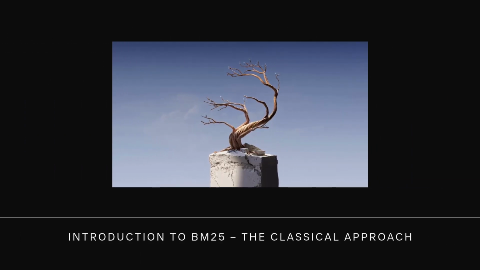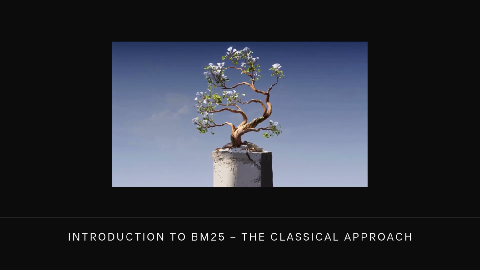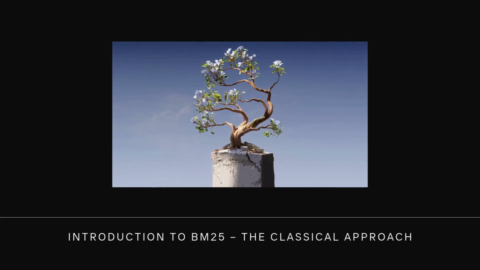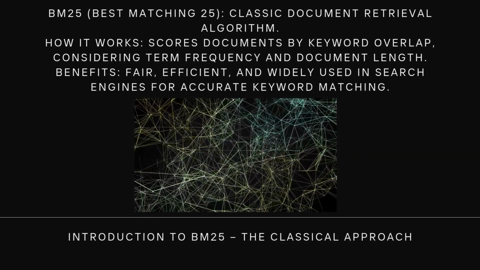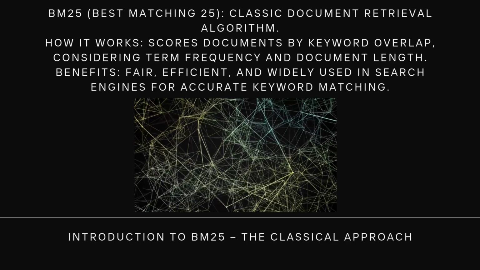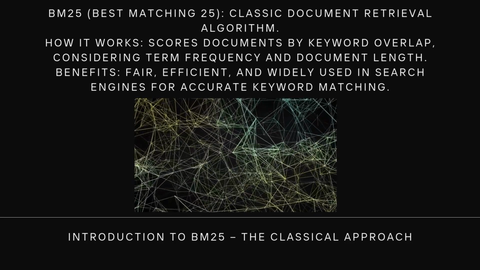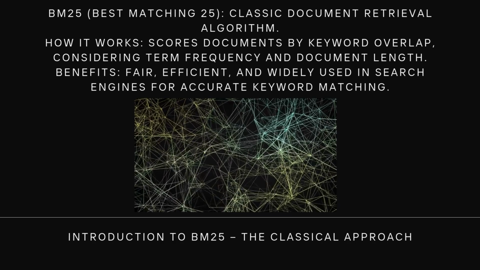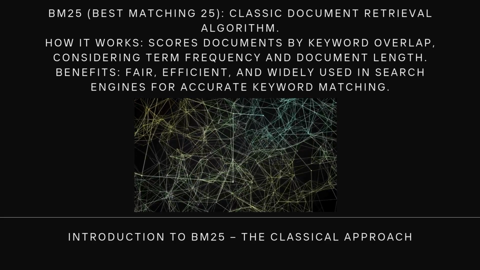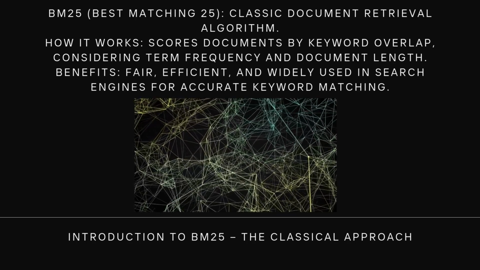and adaptable. Introduction to BM25, the classical approach. Let's start with BM25. BM25, or Best Matching 25, is a classical ranking algorithm used for document retrieval. It evaluates the relevance of documents based on keyword matching and the frequency of terms in a document. Here's how it works. BM25 scores documents by calculating the overlap between the query terms and the document's content. It takes into account how frequently the query terms appear, but also normalizes for document length to avoid giving unfair advantages to longer documents.